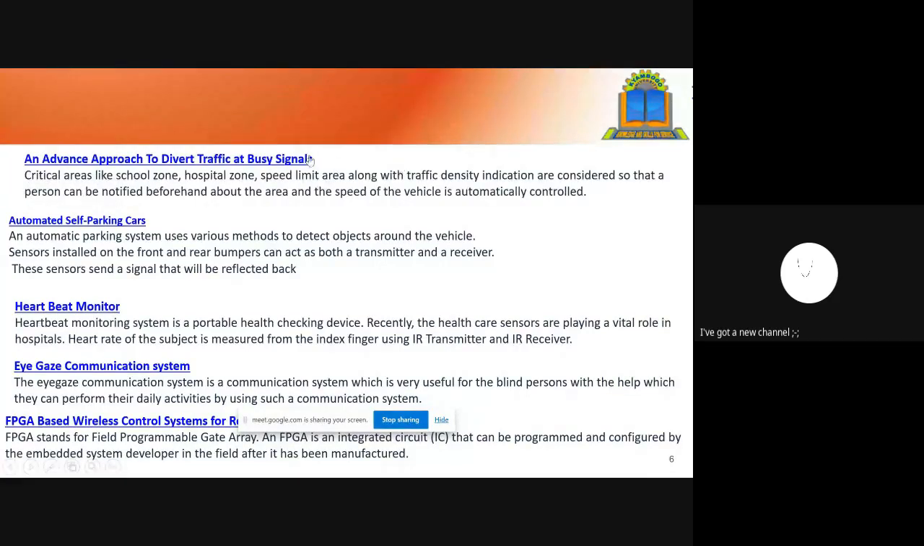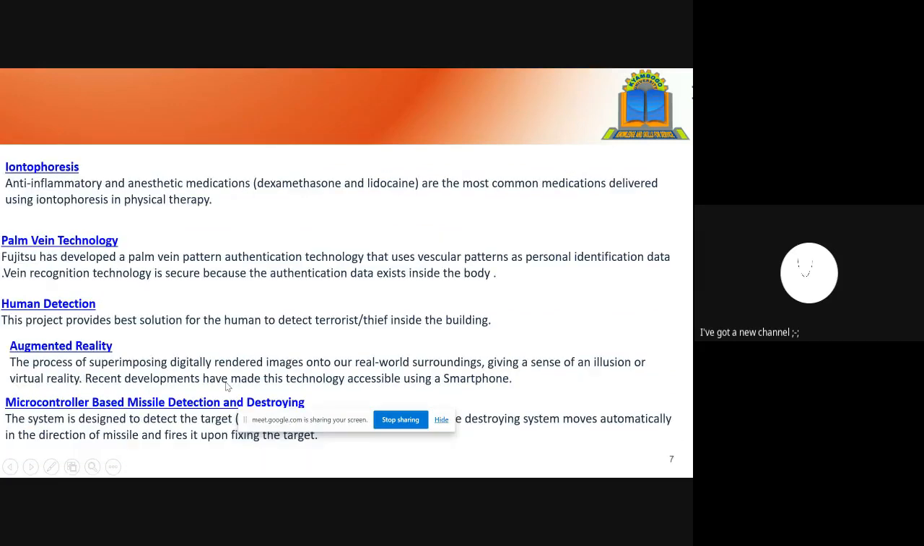This is something that you've been working on for many years, but it's not something new. Automatic self-parking cars. You go to Garden City or any other mall, and you're not sure whether you can park this car. All you have to do is to jump out of the car and press a button, and the car will park itself. Can you do that? Heartbeat monitor. I think Brother Cafe talked about that. Eye gaze communication system. Can you detect just by the way someone looks that there is a thief in the community, or there is something going on there? FPGA-based control system. So I'll jump that. This also Brother Cafe talked about.